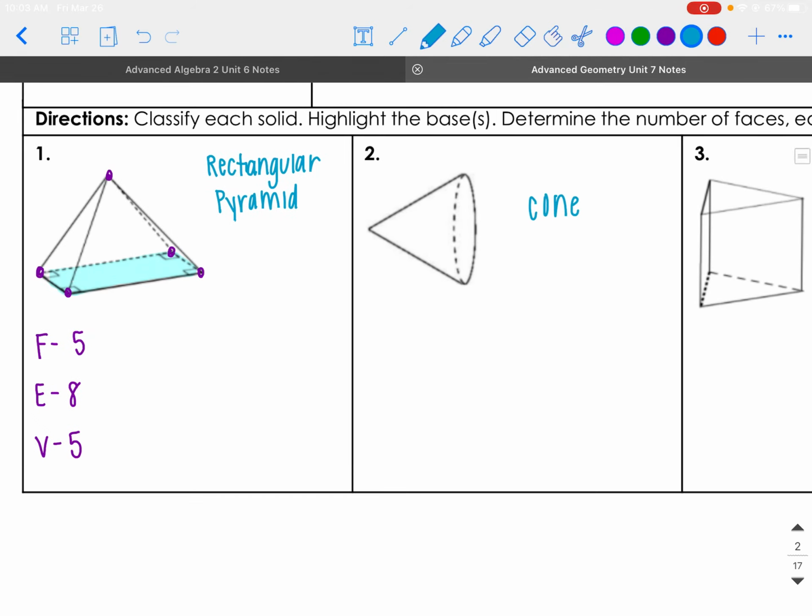Number 2, this one is just a cone. It's not a circular cone because all cones are circular. The cones, cylinders, and spheres are a little tricky. With a cone, we always say that it has 2 faces. So the bottom is a face, and then the actual cone part is another face. We say it only has 1 edge, that would be right here, and 1 vertex.